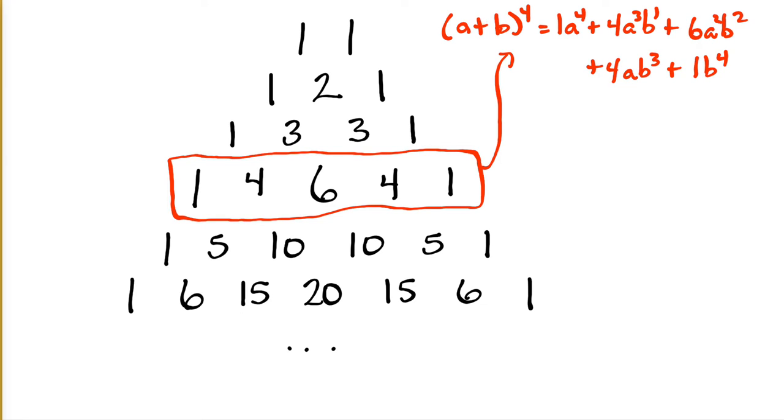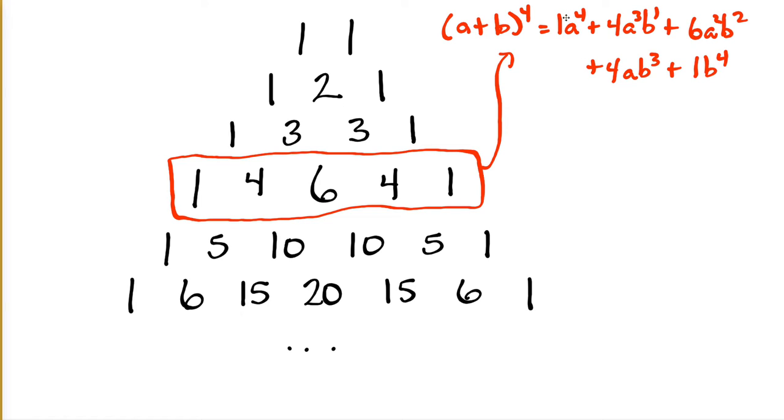So if I were to take a plus b to the 4th and FOIL it out 4 separate times, I mean FOIL is not the correct word, but multiply it out 4 separate times. No, I guess it'd be 3 times because you take the first 2. Either way, I multiply it all out, I would get this at the end.